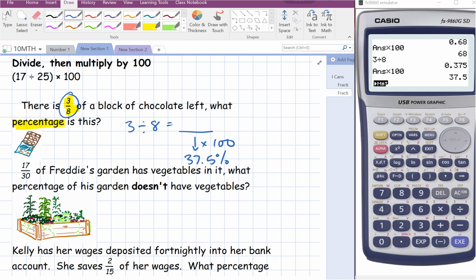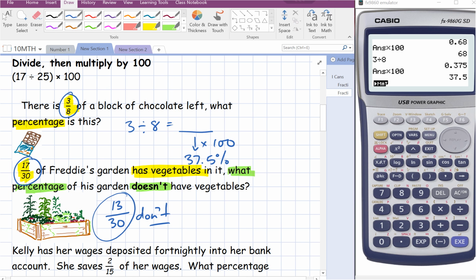17/30 of Freddie's garden has vegetables in it. What percentage of his garden doesn't have vegetables? So a slight trick to this question. First of all, we know that 17/30 has vegetables. And we're asked what percentage of his garden doesn't have vegetables. So there's a couple of ways we can do this. First of all, 17/30 has vegetables, therefore 13/30 don't have vegetables. So then we would find out what 13/30 is as a percentage.